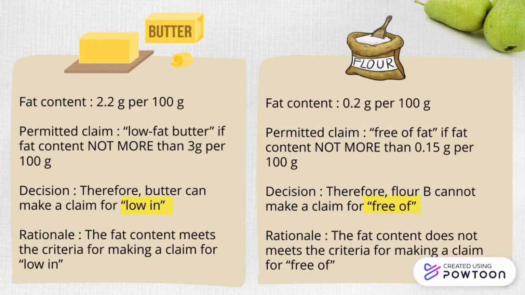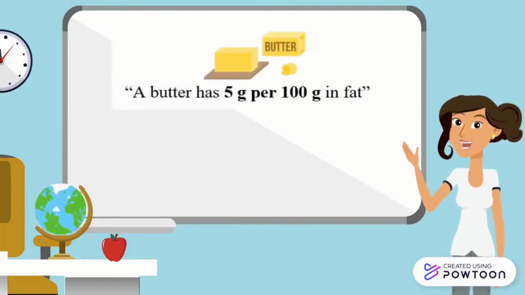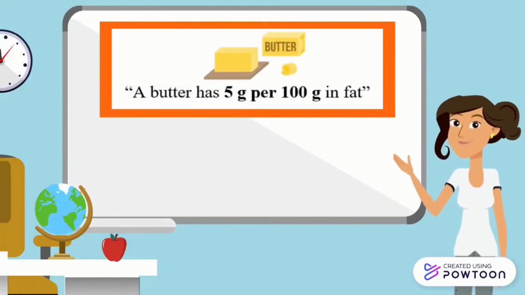For the flour, the fat content is 0.2 gram per 100 gram. It can only use free of fat claim if the fat content is not more than 0.15 gram per 100 gram. Therefore, this flour cannot make a claim for free of since the fat content does not meet the criteria for making this claim.